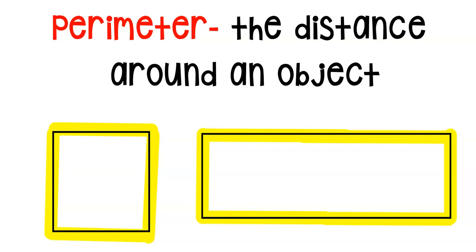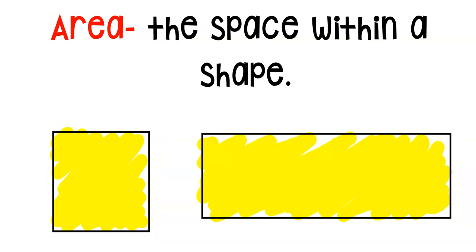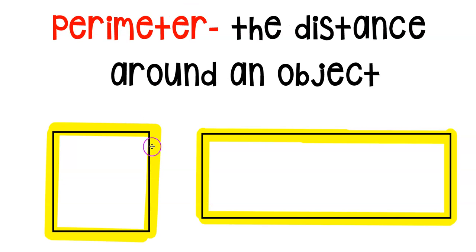Later this week, we're going to learn about area. So just to show you the difference, the area of a shape is the space within a shape. So notice that the area is all this space that's yellow. It's the space inside the shape, and the perimeter is the distance around the shape. So we're going to focus on perimeter for today.